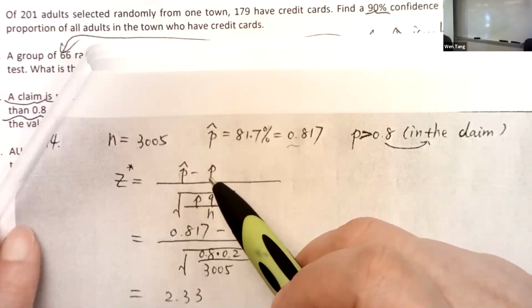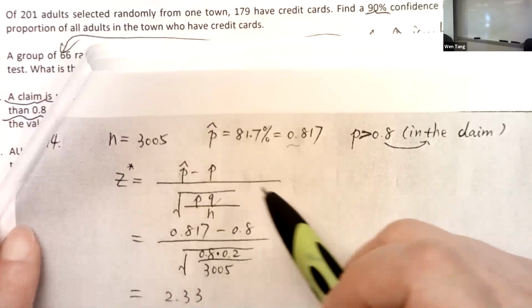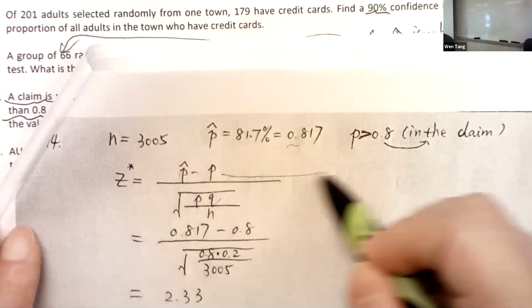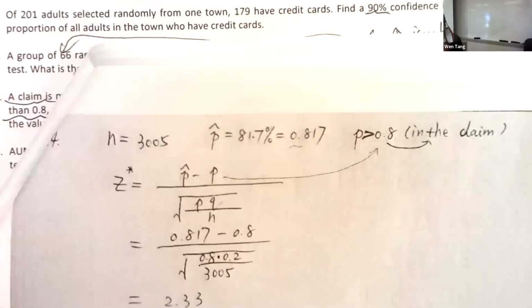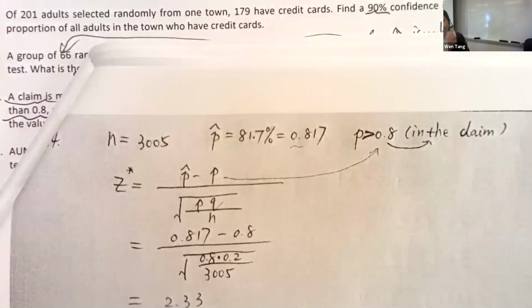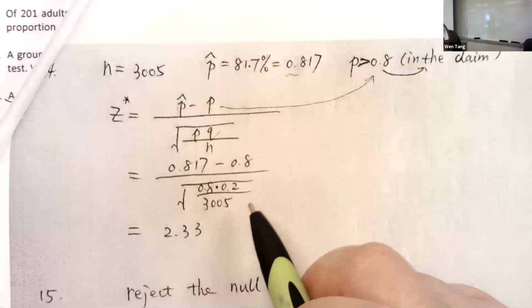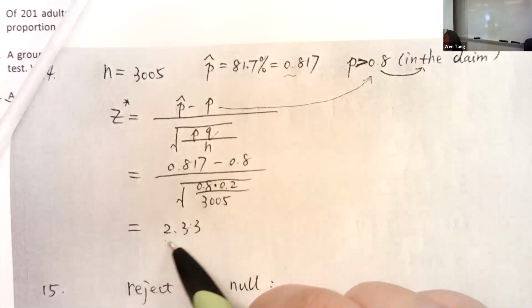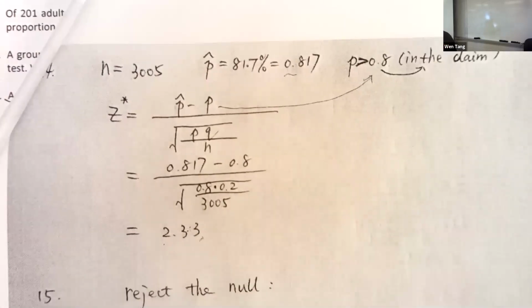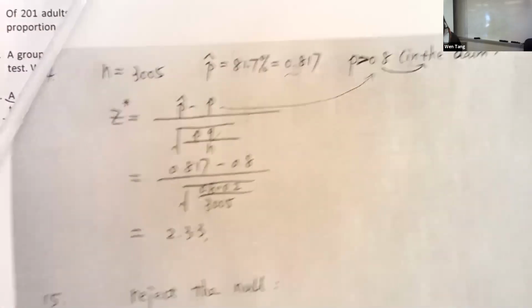How can we find the population proportion, P? We always check the claim, or check your hypothesis. Here it is just 0.8. After that, we will get the test statistic Z, 2.33. Make sure you pick the correct formula.